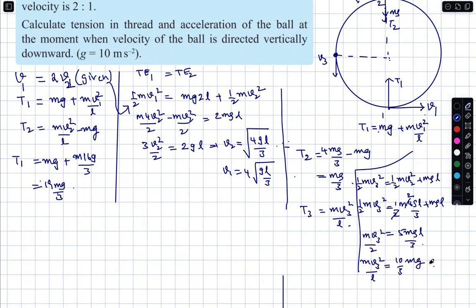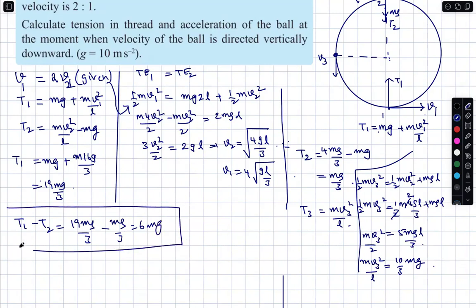They asked only this actually in the question. I have given tension at the base point and tension at the topmost point. Just please help me, what is T1 minus T2 here? 19 mg by 3 minus mg by 3. Same. Irrespective of velocities, the tension difference between the lowest point and highest point is always 6 mg actually.